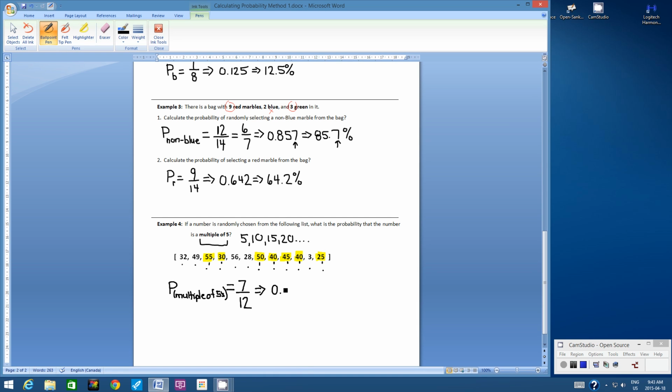I got 0.583. Again, stop at the third decimal place, okay, in the thousandths column. Then, when we multiply it by 100%, we should get 58.3%. So in this sample space of numbers, 58.3% of them we would have a probability of getting a multiple of 5.